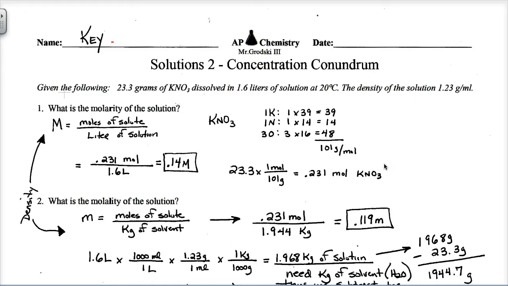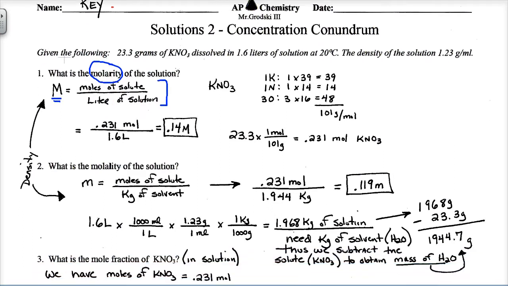Okay, so here we go with the review of the homework on Solutions 2 Concentration Conundrum. This is just going over the basic formulas and how to actually use each of the different types of concentration terms that we have. Case in point, we have molarity, with the capital M, that's moles of solute over liter of solution. And I'm using the key to go over this.